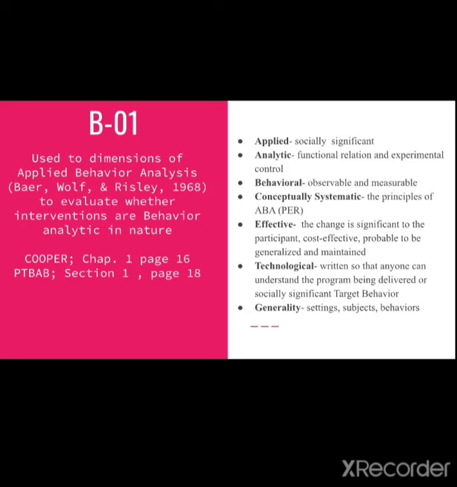All right, so in order to see a functional relation or experimental control within that type of experiment, you're going to want to see that the DRA actually increased the behavior of hand raising and the behavior of yelling out or interrupting decreased. So when you pull up a graph, you're going to see that the behavior in baseline decreased in intervention. That is experimental control.